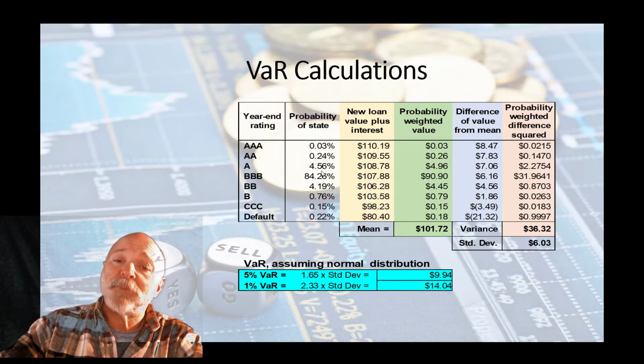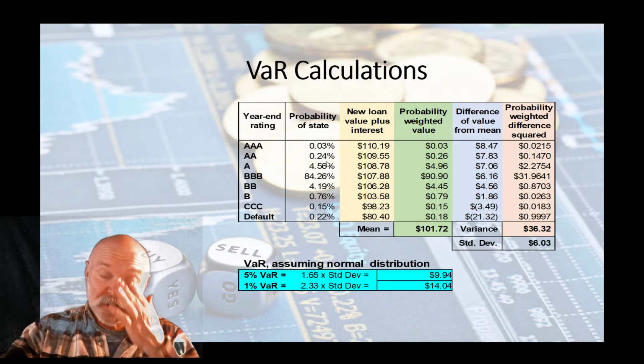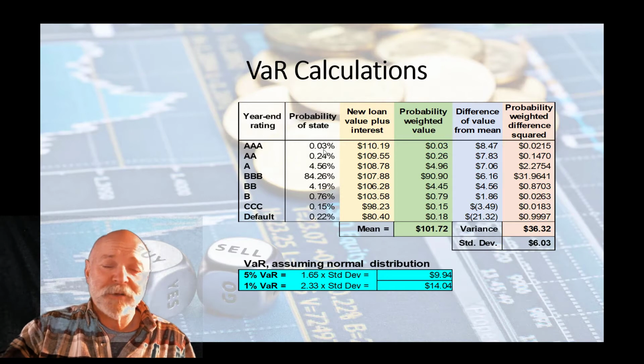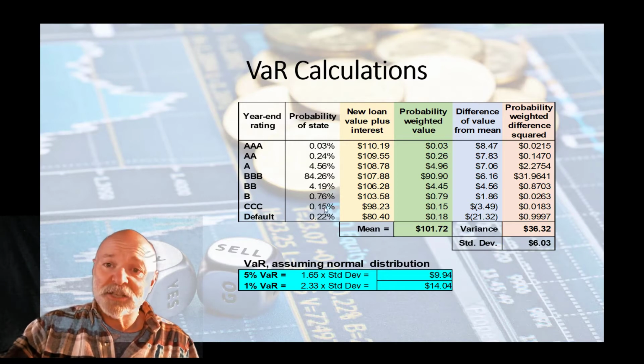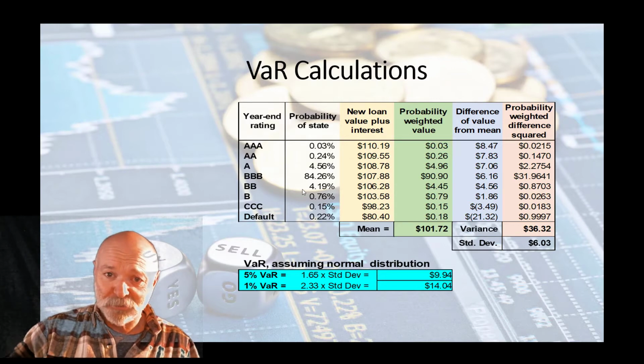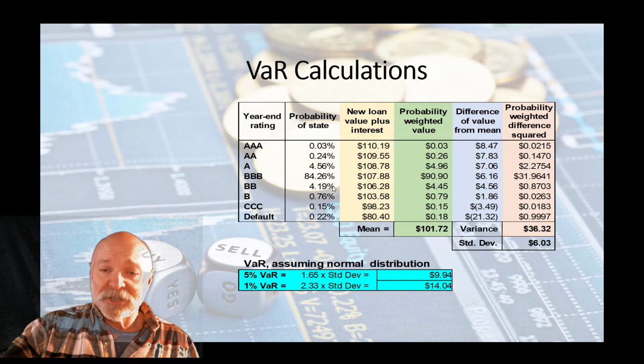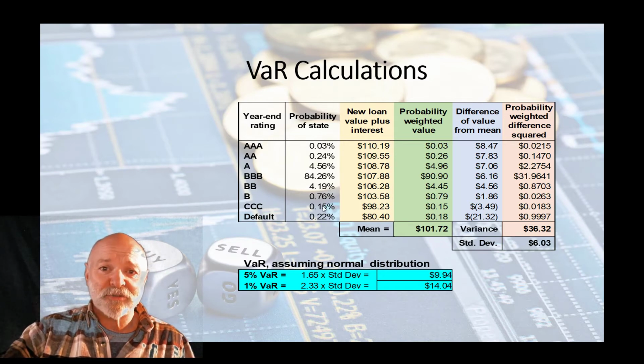There's a chance that it could be upgraded to an A, and that's 4.56%. Getting upgraded 2 steps is improbable. There's only a 0.25% chance of that, and the chance of moving up to a AAA is really, really small. The chance of a downgrade to a BB, quite a significant downgrade, because that means we'd now be in the junk bond range, is 4%, with a 0.76% chance that it's going to fall 2 slots, and so on.